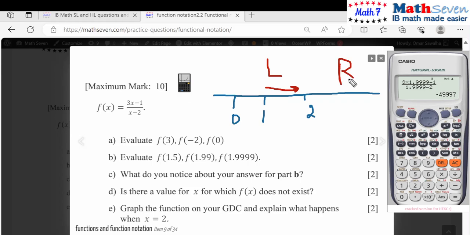Look at your hands. Okay, so when you're getting closer to the 2 from the left, what's happening to the values of f of x, the ones that are closer to 2? They're getting so small, as if the curve is going deep down like this. So what do you notice? I'm noticing that the values are getting so small. So let's see what the mark scheme is saying.